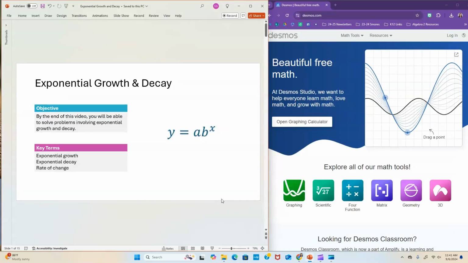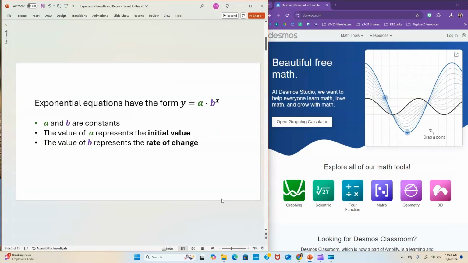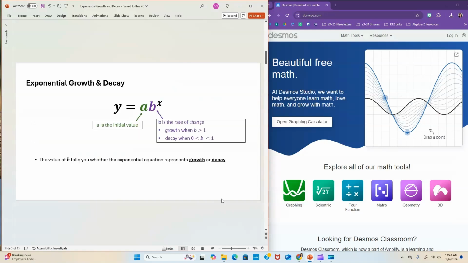In this video, we're going to talk about how to solve problems involving exponential growth and decay. So exponential equations have the form y equals a times b to the x, where a and b are constants, and a represents the initial value, b will represent the rate of change. We can use these equations to model exponential growth and decay problems, where a will be the initial value and b is the rate of change. So that's going to tell us whether we have growth or decay. We'll have growth when b is bigger than 1 and decay when b is between 0 and 1.